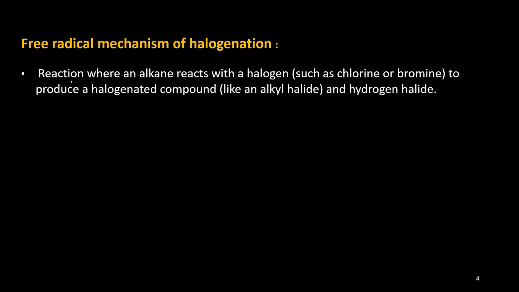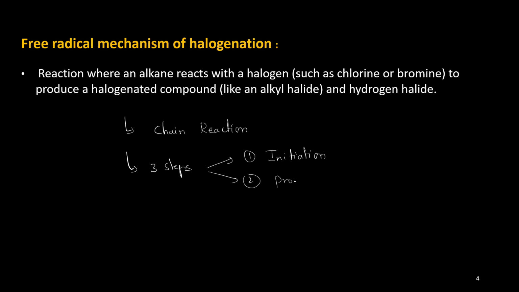So how does this reaction happen? You just understand this; it is not very important for IIT, but it is very important for NEET. The free radical mechanism is a chain reaction, and it happens in three steps. Step number 1 is called initiation. Step number 2 is propagation, like continuation. And step number 3 is ending the process, termination. So remember, it happens in three steps: initiation, propagation, and termination. So let's see what is initiation.